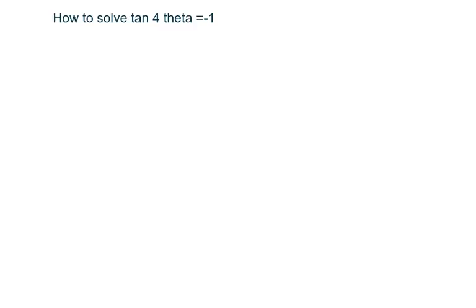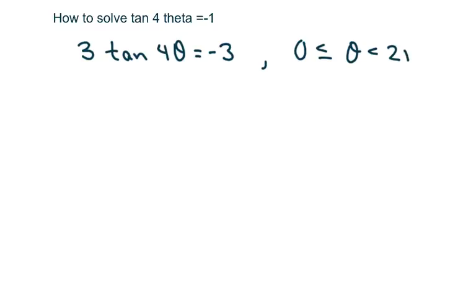Hey everyone, we're going to solve a tan problem that my students are asking me to help them with. Okay, the problem is actually this one: 3 tan of 4 theta equals -3. And you want to solve it on the interval 0 to 2 pi.